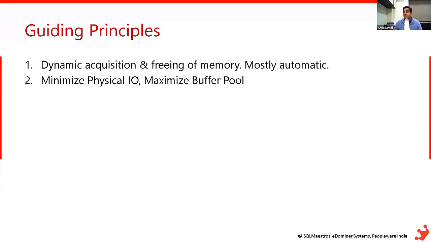The second guiding principle is to minimize physical I/O and maximize the buffer pool. Buffer pool is one of the most important memory consumers in SQL Server. It has only one job, which is to ensure that there is enough data cache to load the data pages from disk into memory. We all know that physical I/O turns out to be quite expensive, and SQL Server will ensure that physical I/O is the least so that everything is in memory as much as possible. That's one of the reasons why, when you allocate more and more memory to SQL Server, it just eats up everything. And if you run some of the scripts that I'm going to show you, you will see that in most cases, buffer pool is one of the largest consumers of memory.